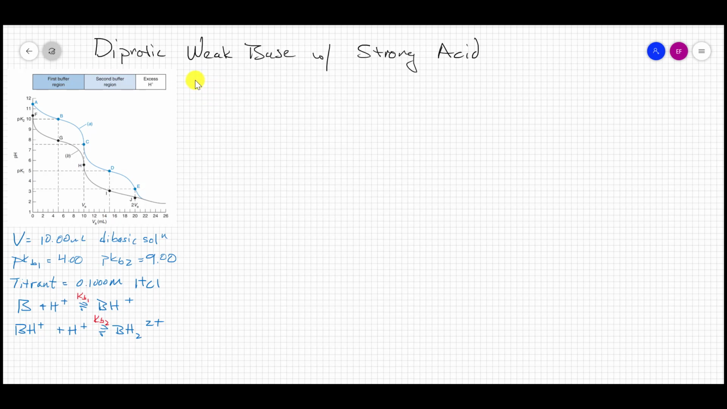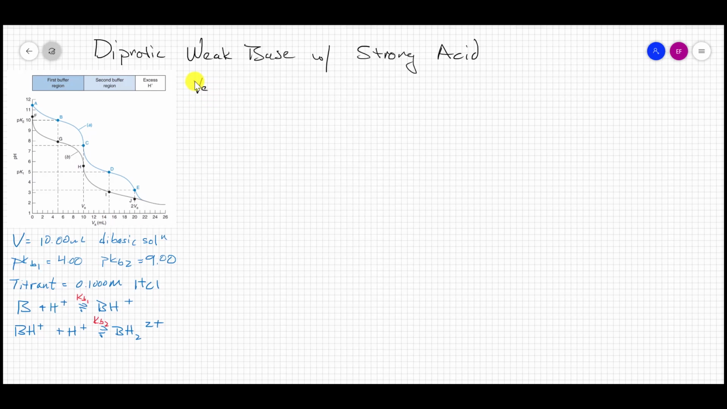So we're going to compute volume. I'll just write VE1. That's the first equivalence volume, which in this case is going to be coincident with C. That's where our first equivalence point is. And then our second equivalence volume is going to be coincident with E. We'll walk through in subsequent steps in this video how to compute the pH at each of those equivalence points. But for volumes, it's simply M1V1 twice.